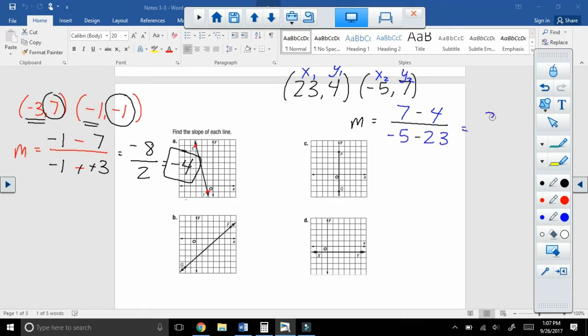So in this case, this is going to be 3 over -28. And if and when you can simplify this, you would need to. For this one here, you could just leave it like that.